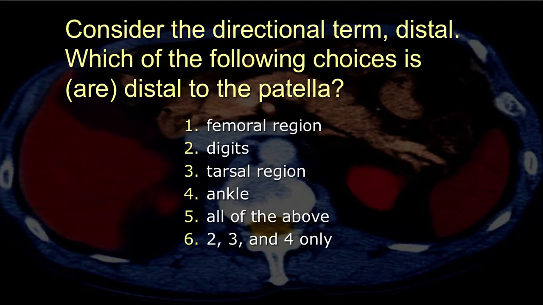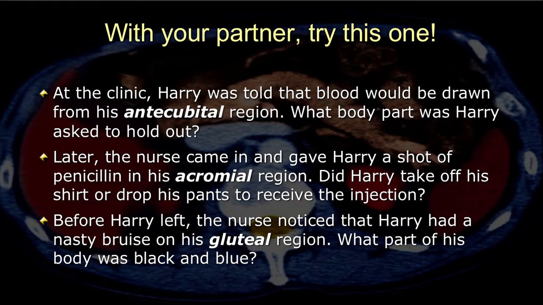What are your digits? Your toes, are they distal? Yeah. What's your tarsal region? Your ankle. So is it distal? Yeah. And then the ankle? Also distal. And so that leaves 6 as the answer. So you see how we could ask a question that's got multiple things going together. You've got both your directional terms and your regional terms in the same question. All right, try this one.